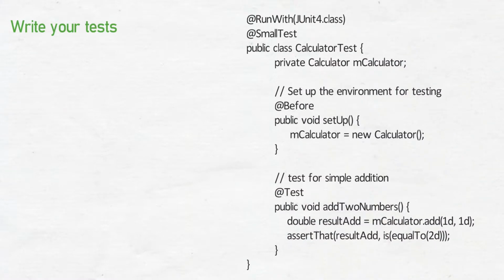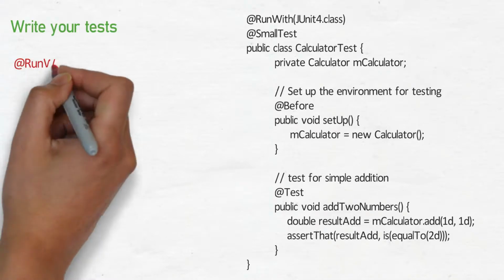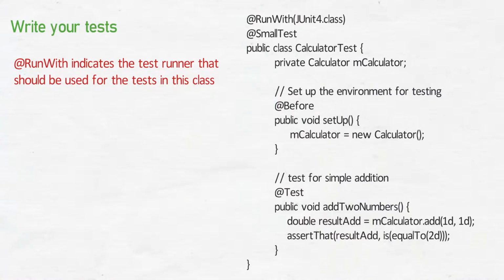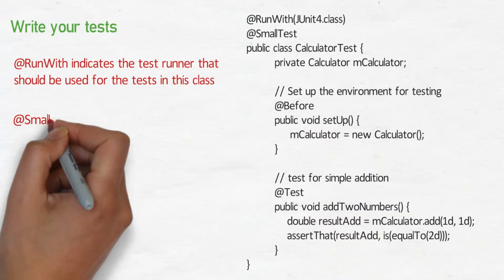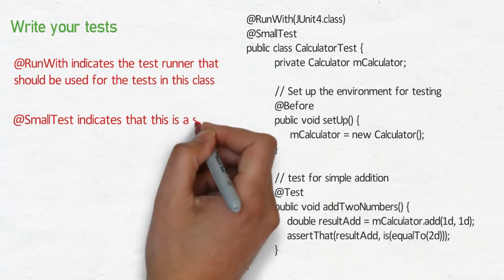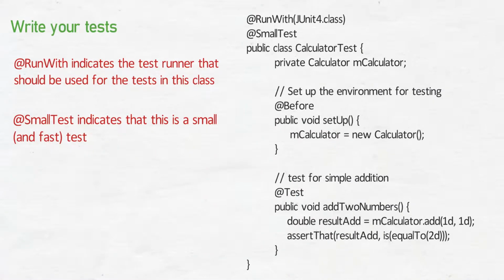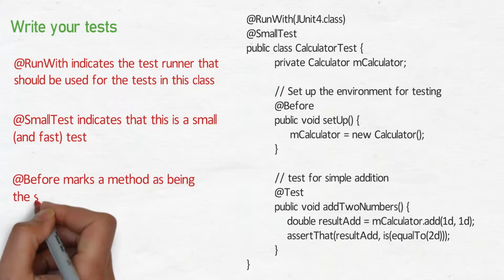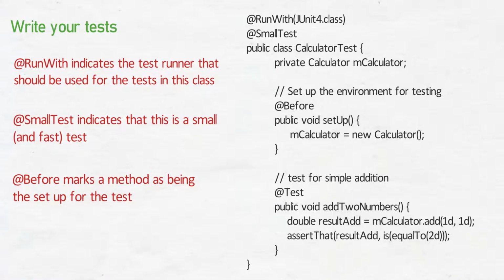Use JUnit4 syntax and annotations to write your tests. For example, the test class shown below includes the following annotations. The @RunWith annotation indicates the test runner that should be used for the tests in this class. The @SmallTest annotation indicates that this is a small and fast test. The @Before annotation marks a method as being the setup for the test. The @Test annotation marks a method as an actual test.